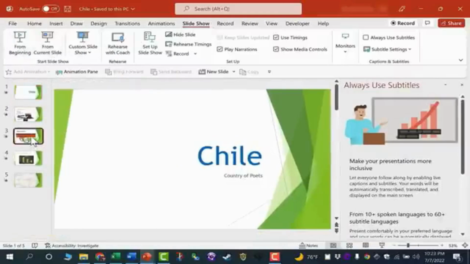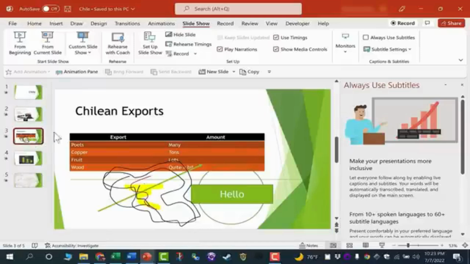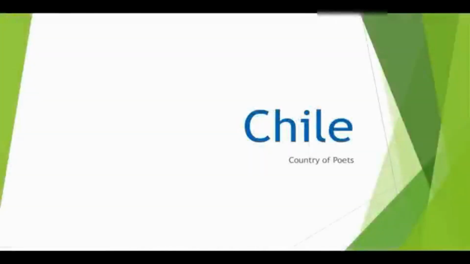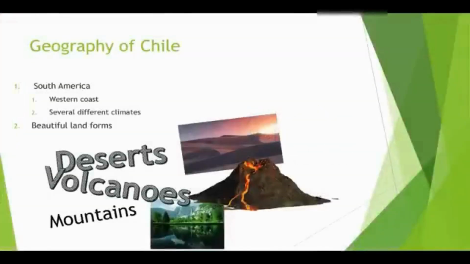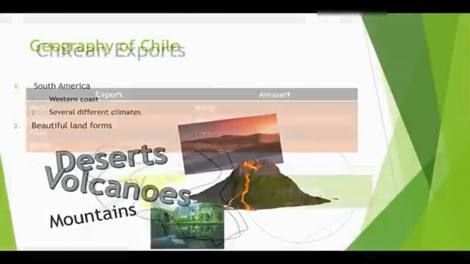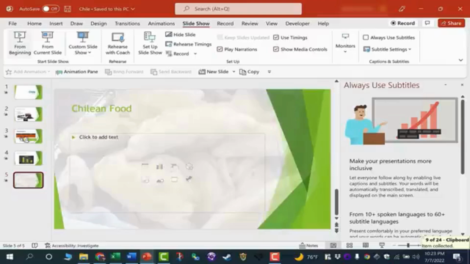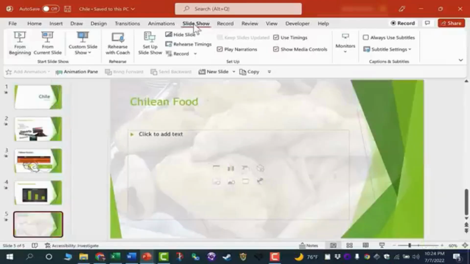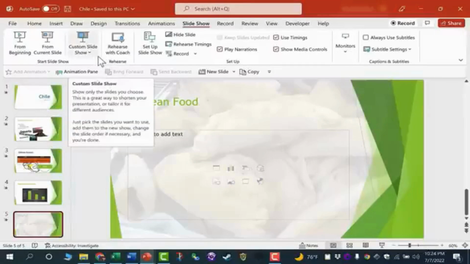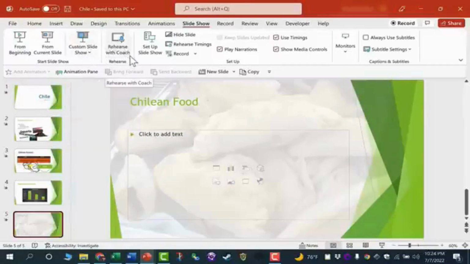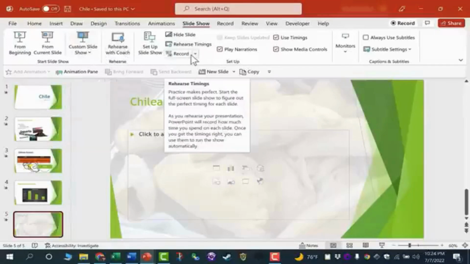So let's say I'm on slide 3 and I want to start there. I could simply click from current slide. In this case though, I want to start from the beginning, so I click there, and here's my presentation with its transitions, with the text boxes, the images, the tables, the drawings, the shapes, my chart, my background image, and more. There are some other wonderful options here on the slideshow ribbon, including creating a custom slideshow and using Rehearse with Coach, rehearsing timings, recording.